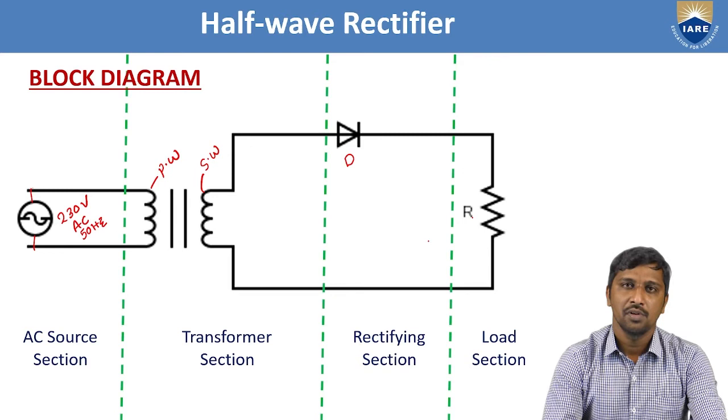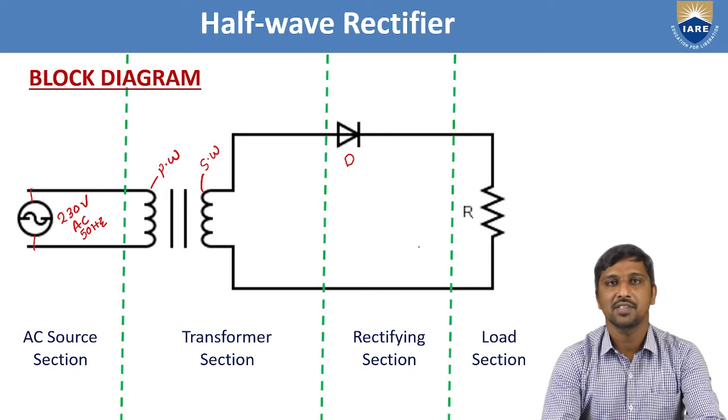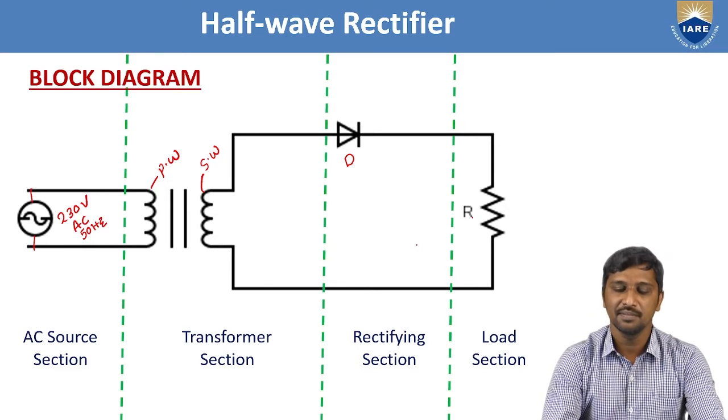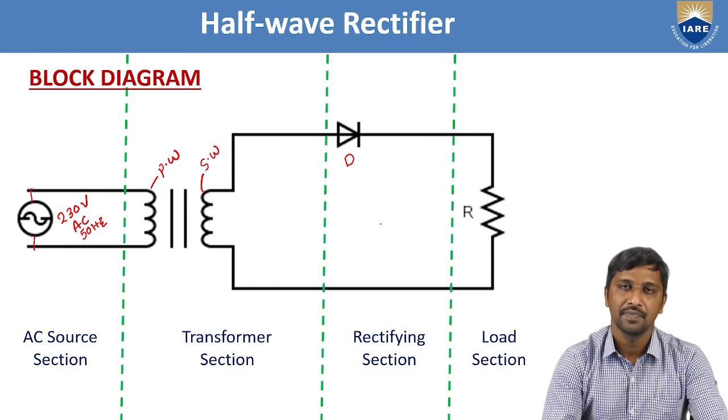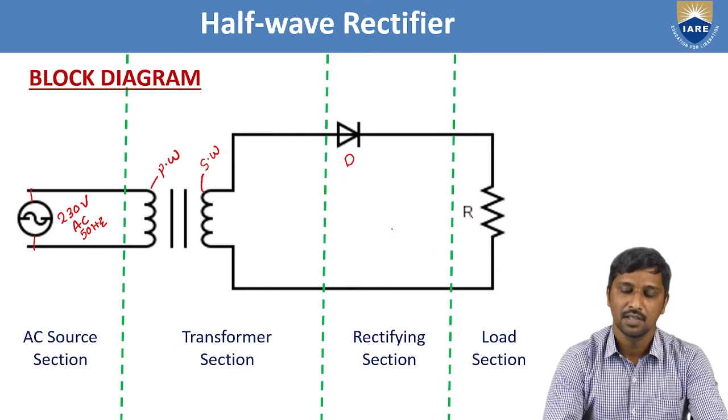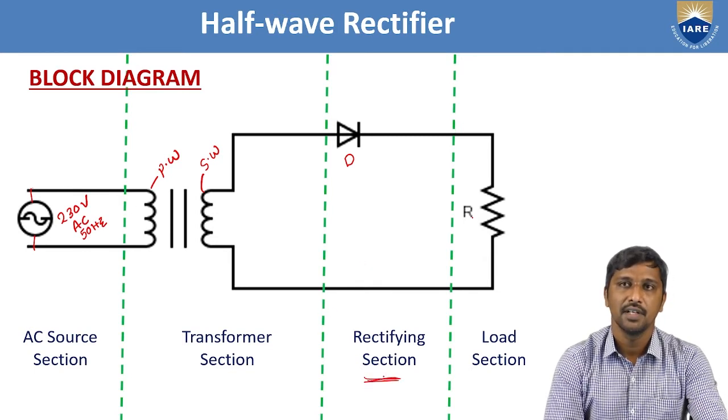If you want to remove these ripples or the AC component completely, then we go for another concept, which is filters. But here, by using this diode, we are processing the AC signal into a pulsating DC signal, and that process is called the rectification process. That is the reason this section is represented as the rectifying section.